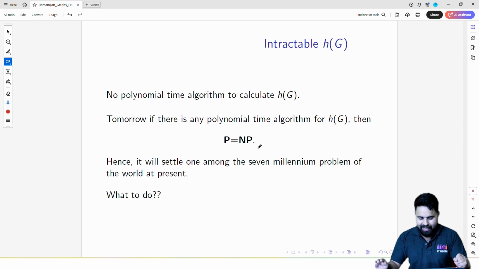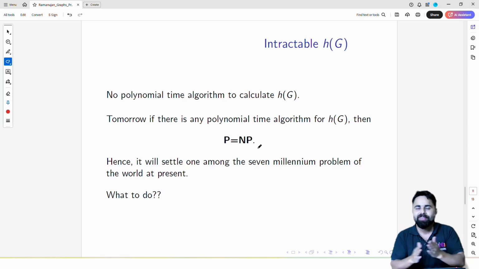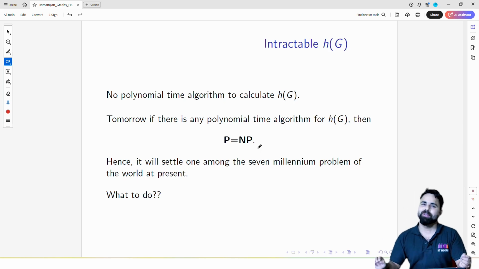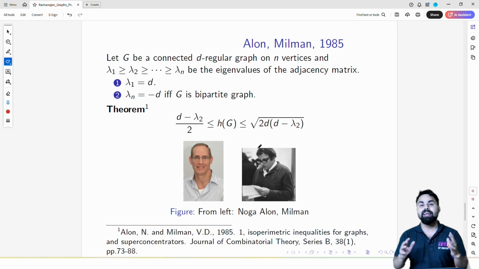If you come up with a polynomial time algorithm, it is actually one of the 7 millennium problems of the world at present. If you can come up with a polynomial time algorithm for it, the famous conjecture in theoretical computer science, P versus NP, will be settled, and P will be equal to NP. Very good. Now let us move to the next stuff.